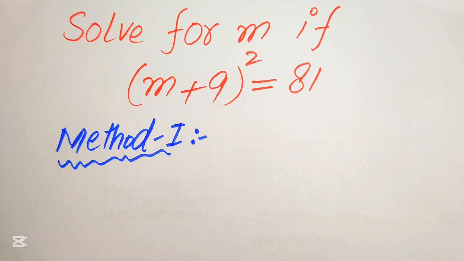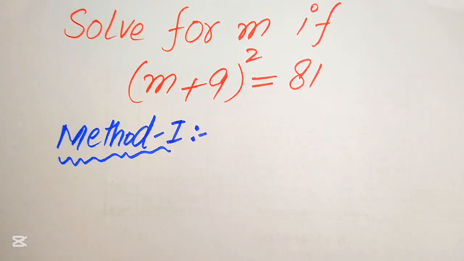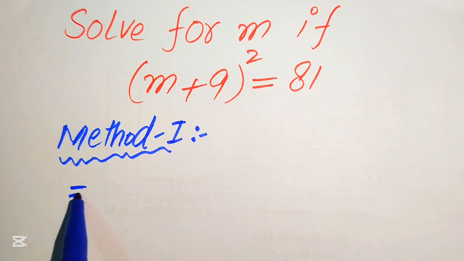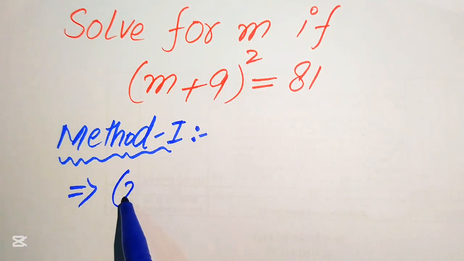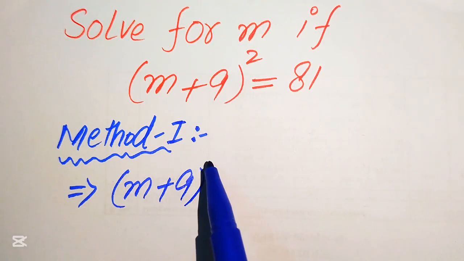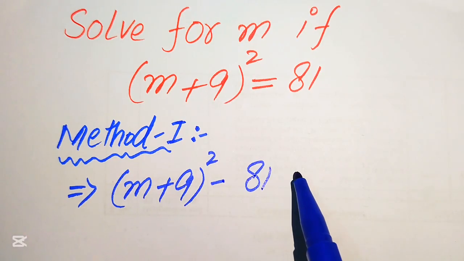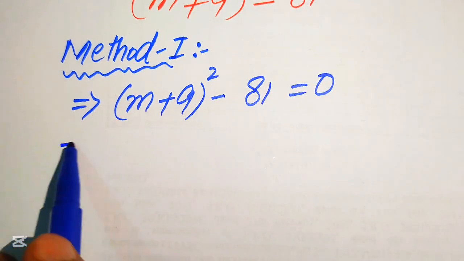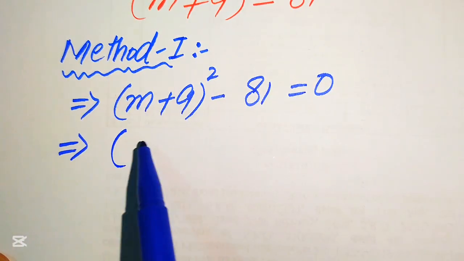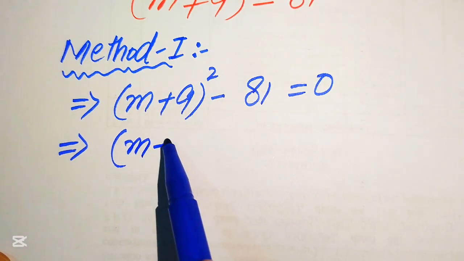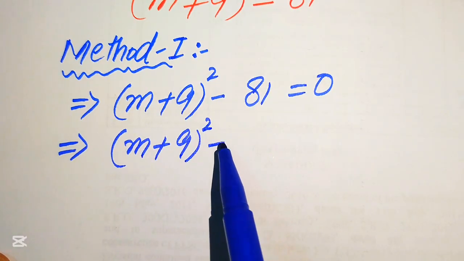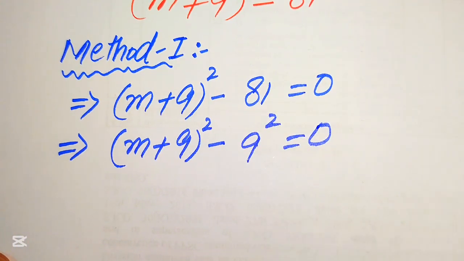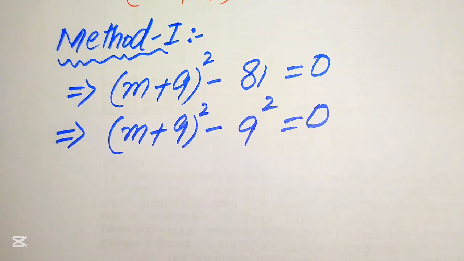In the first method we need to focus on the right hand side, and here you have 81. So we will move this 81 to the left hand side, and it will be written as (m + 9)² − 81 = 0. Now in the next step we rewrite this equation as (m + 9)² − 9² = 0, writing 81 as 9².